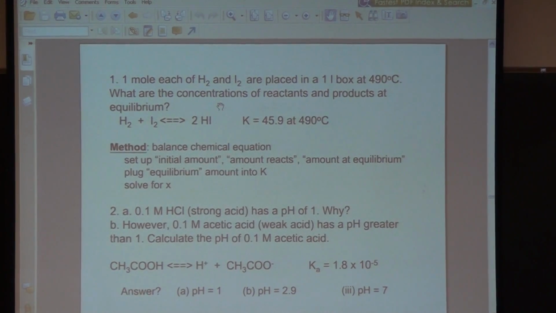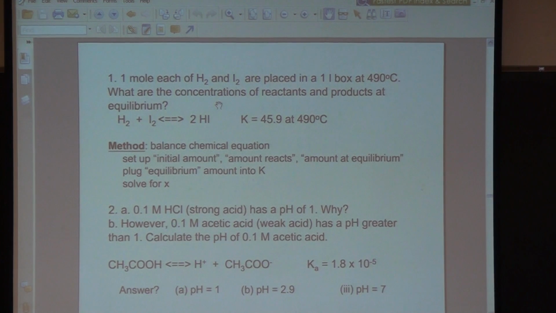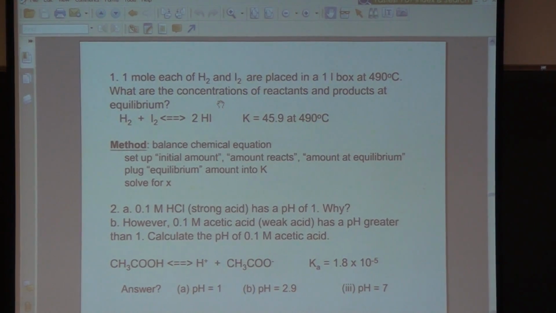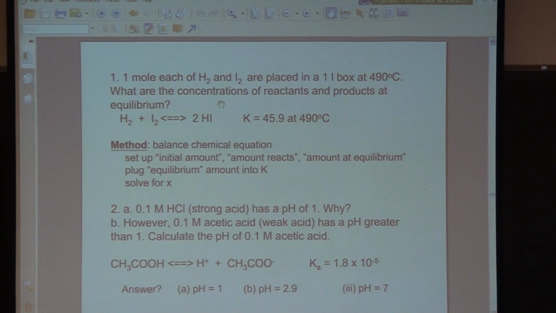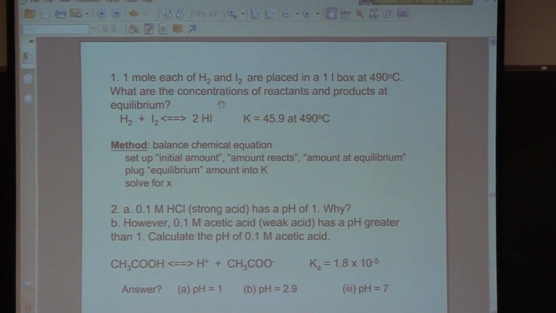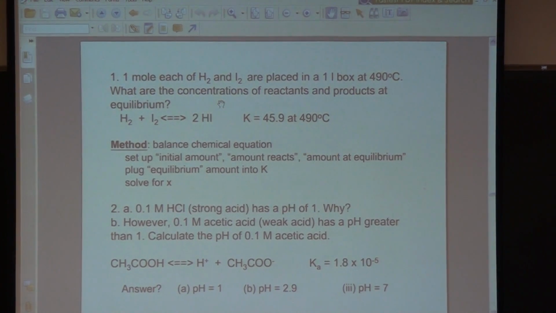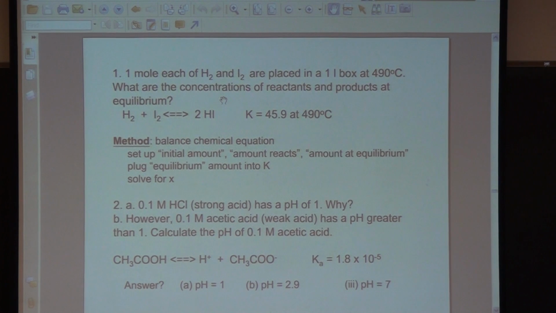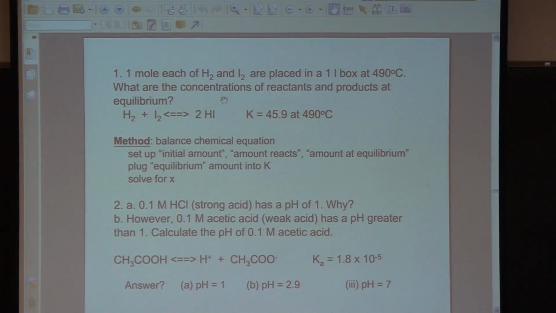So you want to balance the chemical equation, which is done already. You want to set up the initial amount, the amount that reacts, the amount at equilibrium. So that's just like doing a stoichiometry problem. You want to plug in the equilibrium amounts into your equilibrium constant expression. Then you want to solve for x, or whatever your favorite variable is.